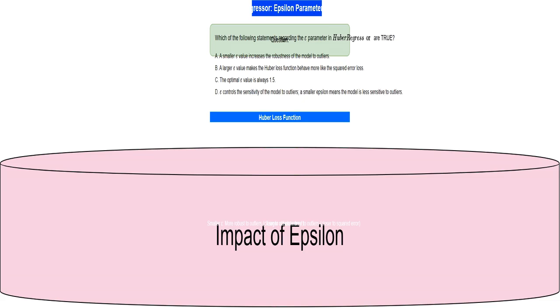A larger epsilon makes the model more susceptible to outliers. It's like removing that protective layer that I mentioned before. The outliers have more influence on the results. Think of a larger epsilon as letting those outliers sway the model more easily.